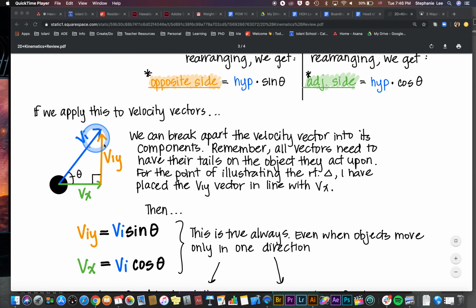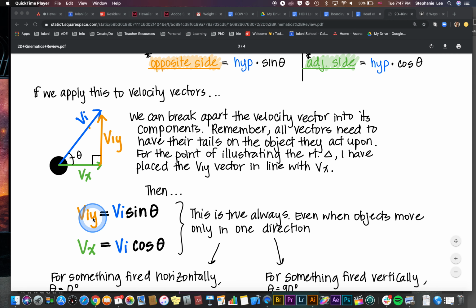Rearranging these values, vi, vix, and viy, to fit into these two equations for opposite side and adjacent side, we can see that viy, which is the side opposite the angle, is equal to the hypotenuse, vi, times the sine of the angle. The magnitude of the adjacent leg, vix, is equal to the hypotenuse, vi, times the cosine of that angle.